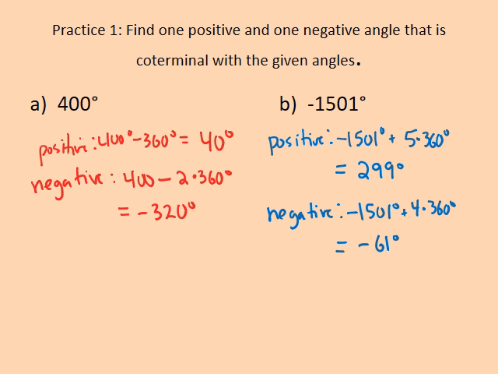Here are the answers to practice 1. A couple things to note. While these are the 2 answers that I gave, there are multiple answers. One thing to think about is if you don't want to keep subtracting or adding 360 to get the closest answer to 0 degrees, you can multiply 360 by a multiple. So I multiplied 360 by 5 and then added it to negative 1,501 and got my positive angle to be 299 degrees. There are an infinite number of positive and negative angles. The 2 that I have given are closest to 0.